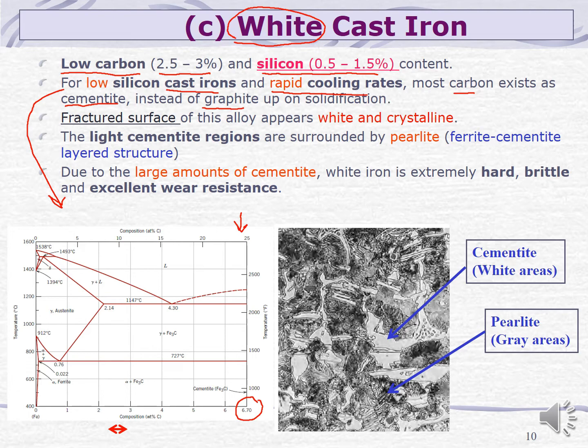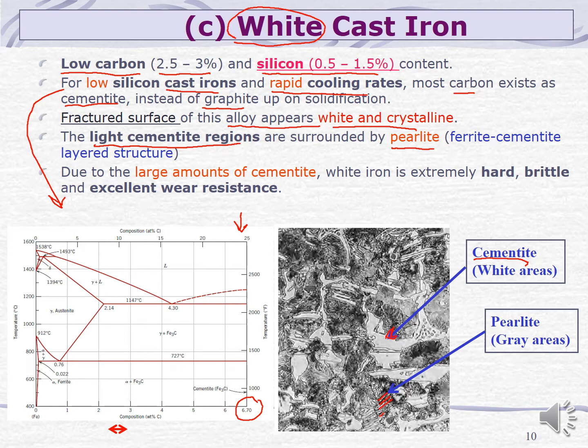The fracture surface of this alloy appears white and crystalline. So that's why this cast iron is called white cast iron. The light cementite regions are surrounded by pearlite. You can see here the white region. This white region is surrounded by a pearlite structure.